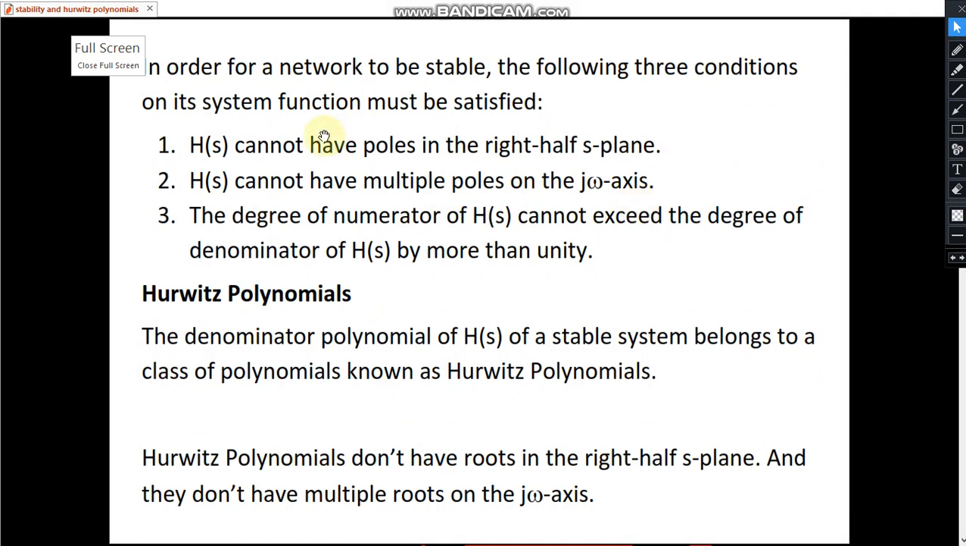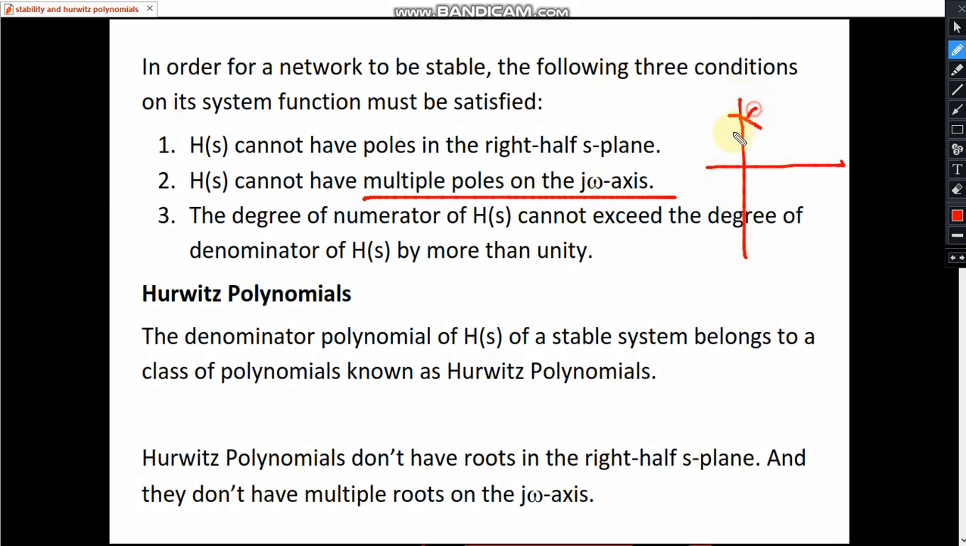In order for a network to be stable, the following three conditions on its system function must be satisfied. H(s) cannot have poles in the right half s-plane. If there is even a single pole in the right half s-plane, we can simply say that the system is unstable. The second requirement is H(s) cannot have multiple poles on the j omega axis. Multiple poles means not like this. This is not the case of multiple poles. They are all simple.